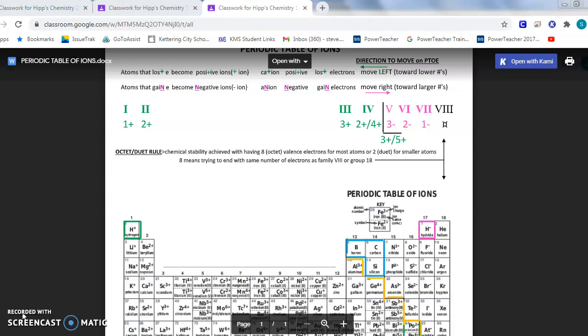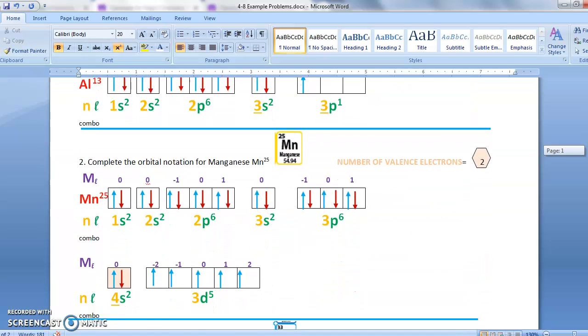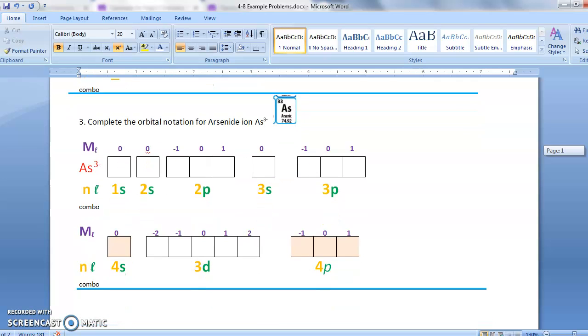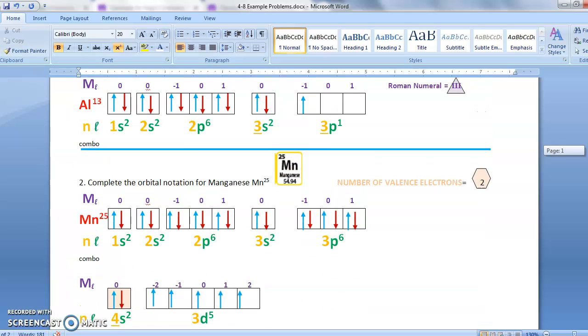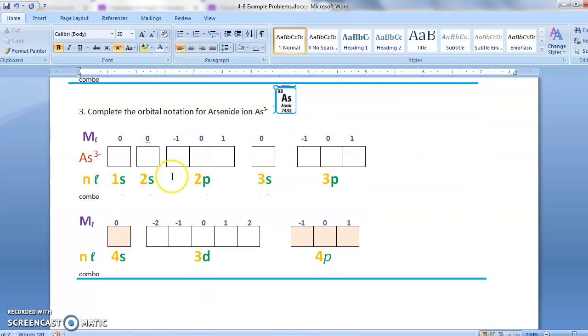We will stop here after doing these first 2 example problems, and we'll continue on in the next video when we get an opportunity to do ions. Right now we've just done neutral atoms. We're now going to move on and do ions.